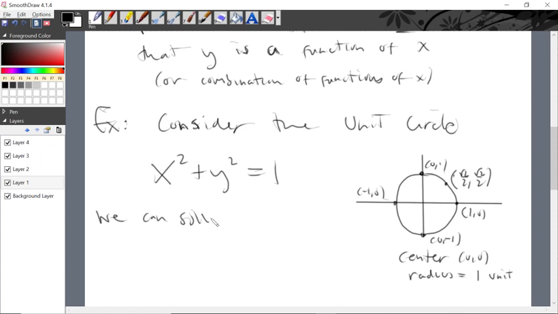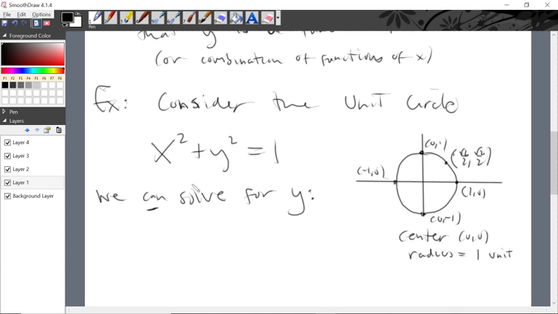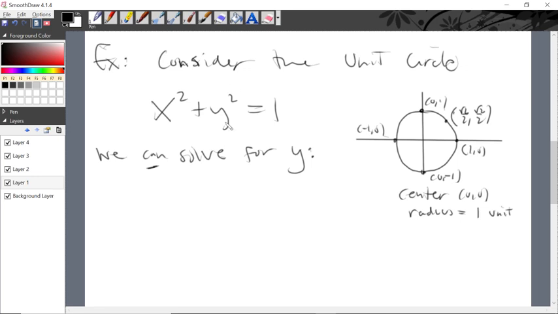We can, if we wish, solve the equation for y. But if we do that, we're going to get more than one combination. We're going to get y as, in this case, two functions of x. And that makes sense geometrically here as well.